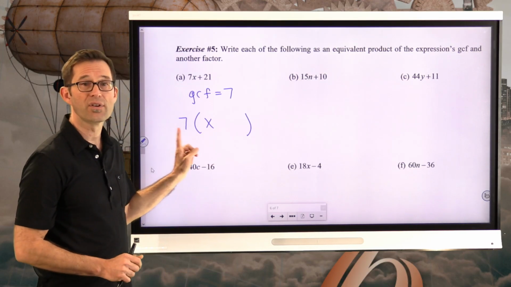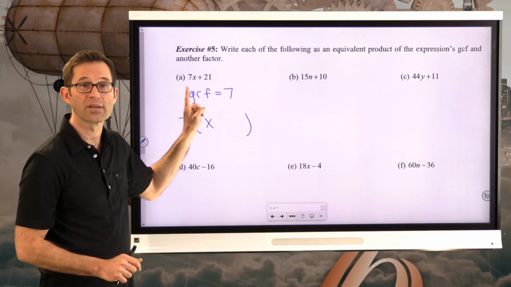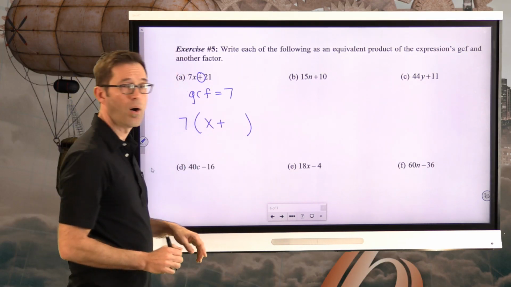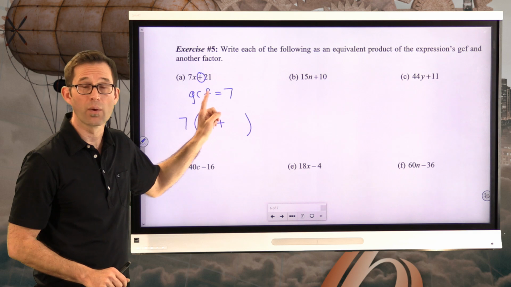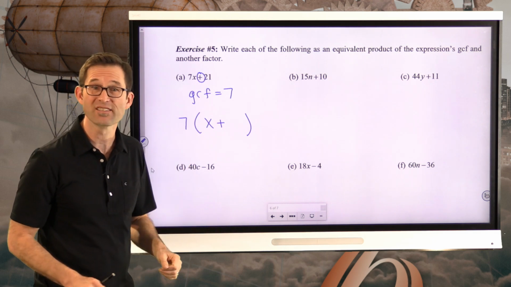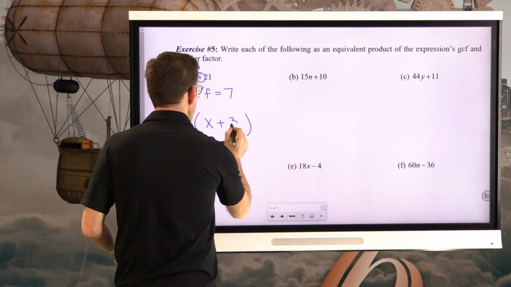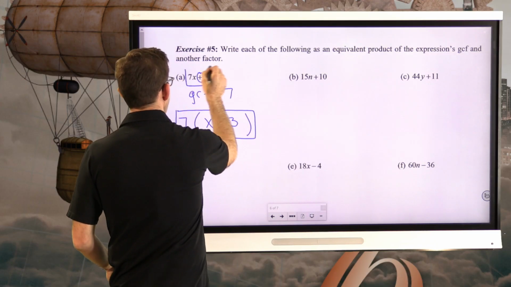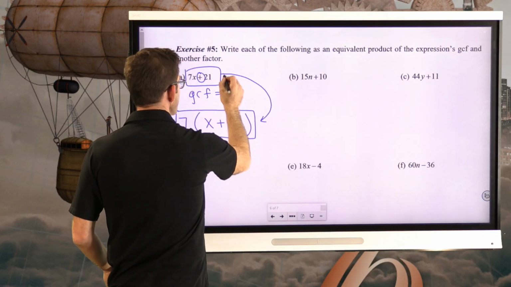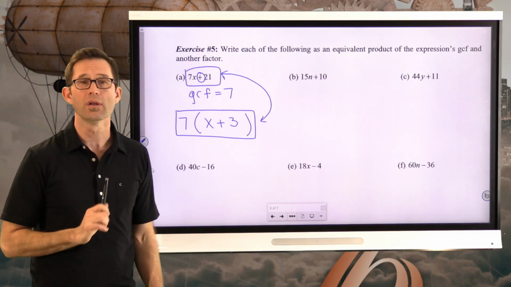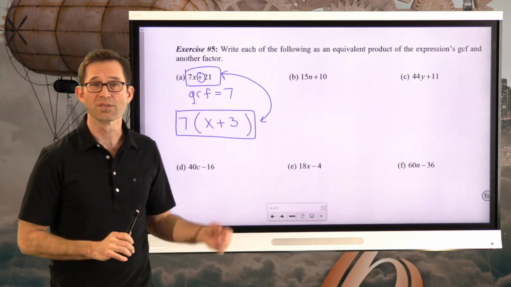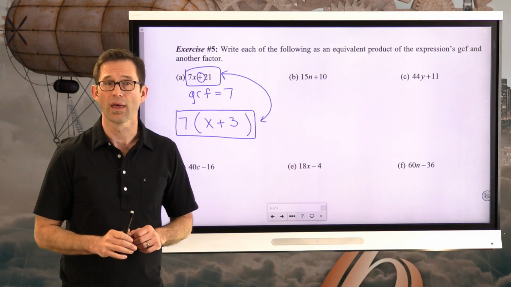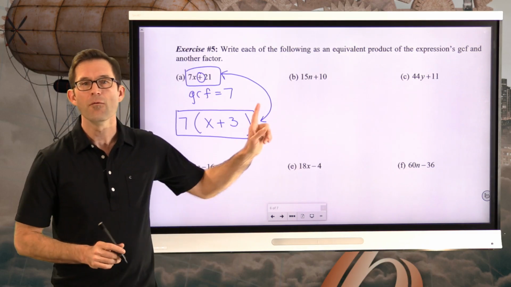Because literally 7 times x would give me 7x. Then plus, and now what times 7 will give me 21? Well, that's 21 divided by 7, right? And that'll be 3. So this and this are equivalent expressions. They're the same expression, but written in different forms. This is known as the factored form of the expression. Let's do another one together, then have you do some on your own.